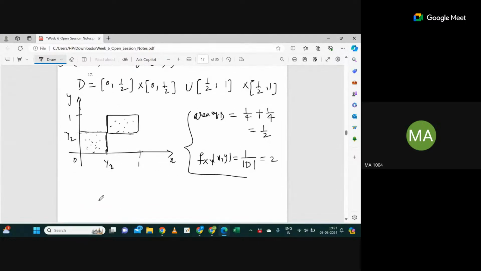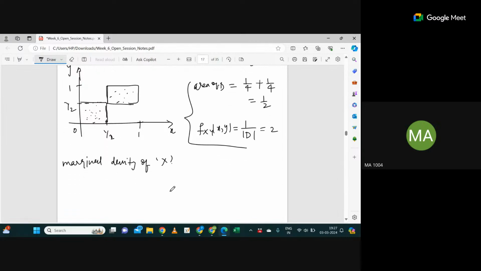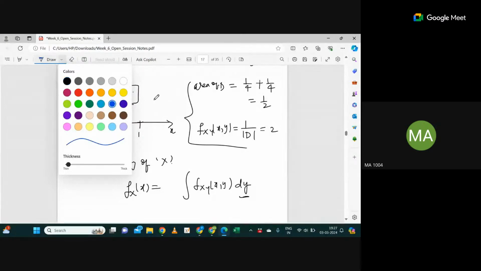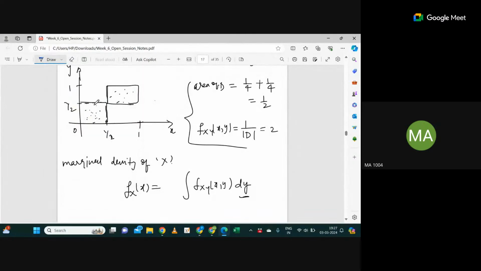What I'm trying to explain here: suppose I ask what is the marginal density of X. To calculate it, I have to integrate the joint density with respect to Y, right? To integrate with respect to y, I have to find the limit of y. To find the limit of y, I have to draw a line parallel to the y-axis. Yes or no?